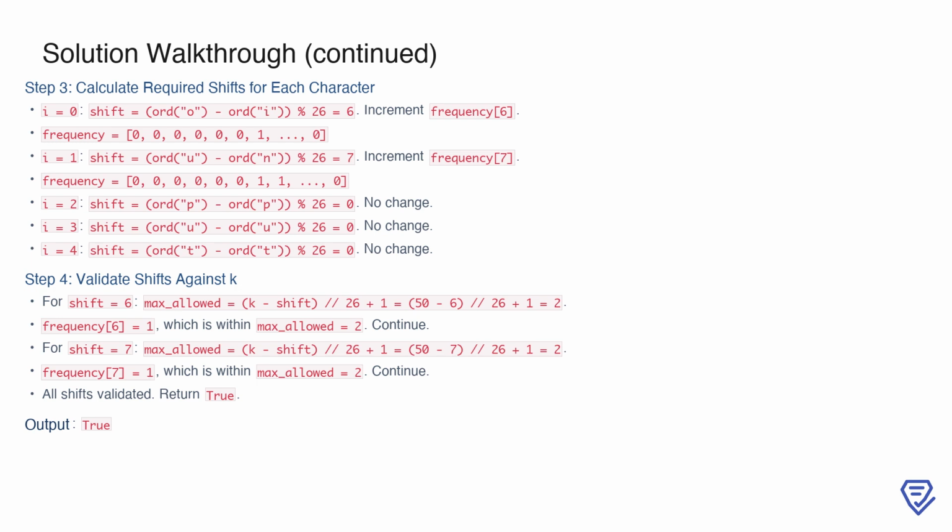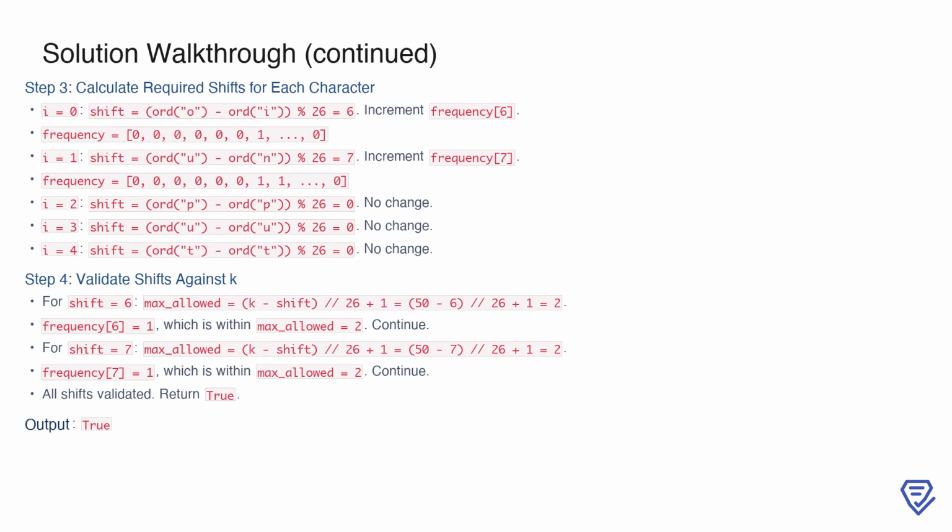Next, for s[1] equals n and t[1] equals u, the shift is (ord(u) - ord(n)) % 26 equals 7, so we increment the frequency at index 7. For the next 3 pairs, s[2] equals p and t[2] equals p, s[3] equals u and t[3] equals u, and s[4] equals t and t[4] equals t, no shifts are required because the characters already match, so the frequency array remains unchanged for these indices.